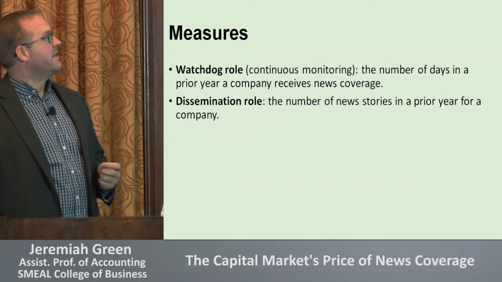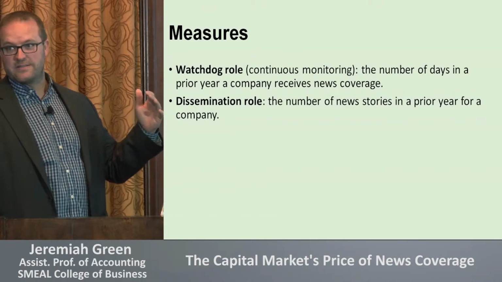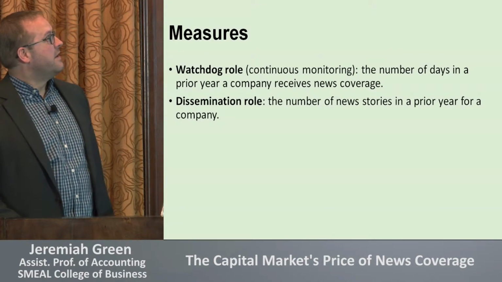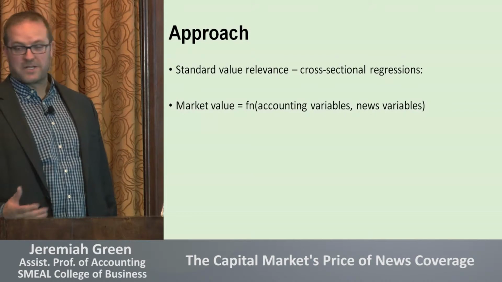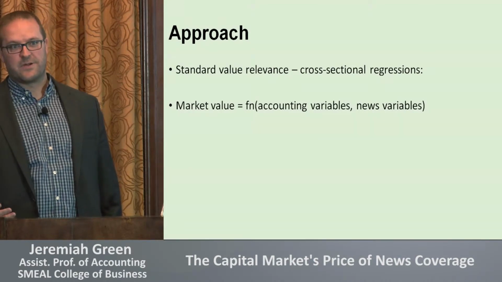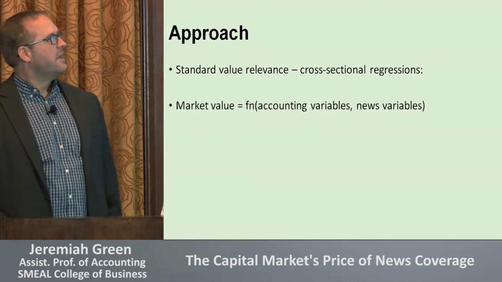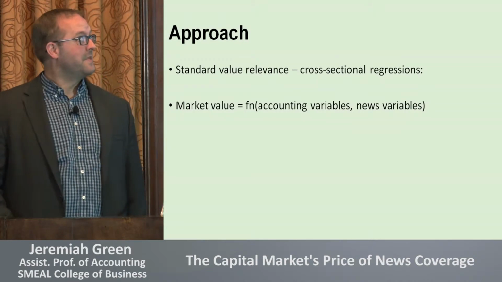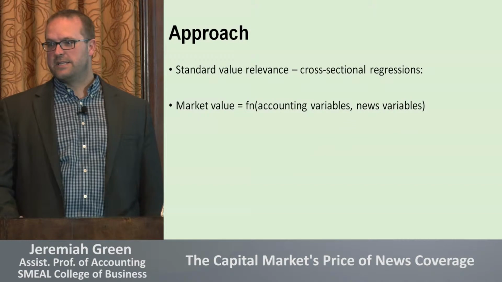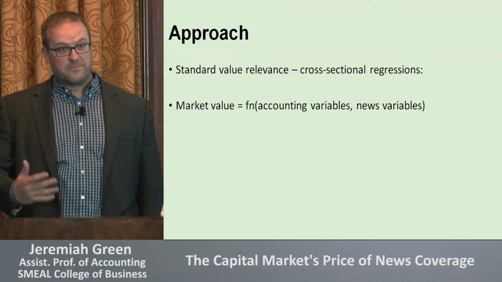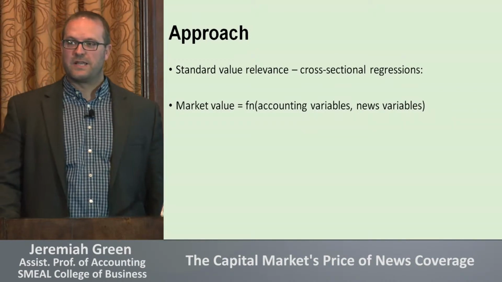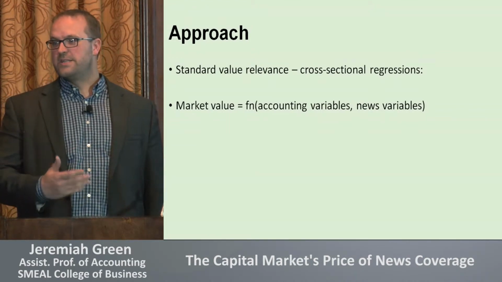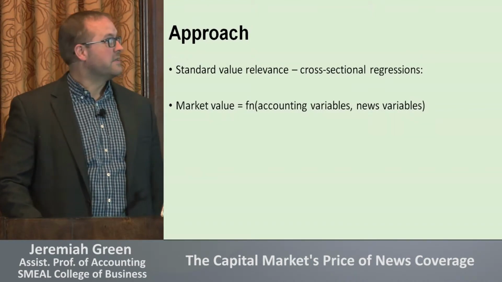I think it's okay. And then the dissemination role, controlling for the number of days, is how many news stories the company has. And then I'm just going to do a model of market value regressed on accounting variables and these news variables. The hope is if accounting variables measure the value of the firm, then the news variables should not add any additional information if accounting measures capture everything. If they don't capture everything and these hypotheses that I'm trying to test work, then news variables should add additional information in these hypothesized directions.